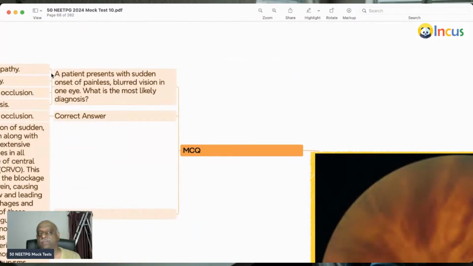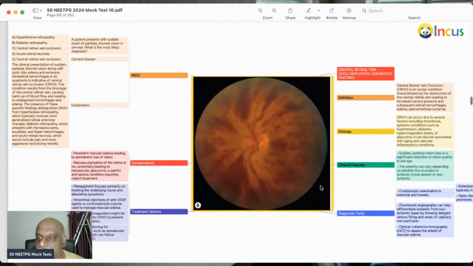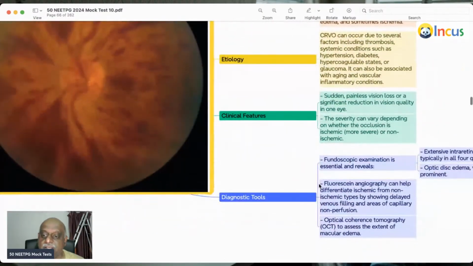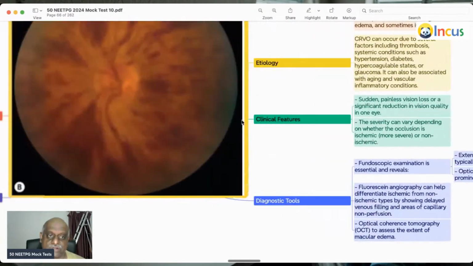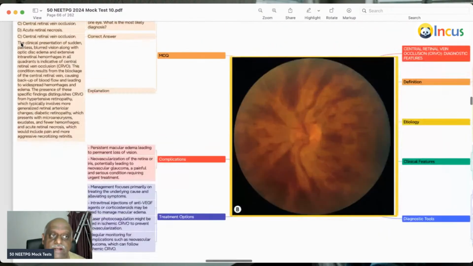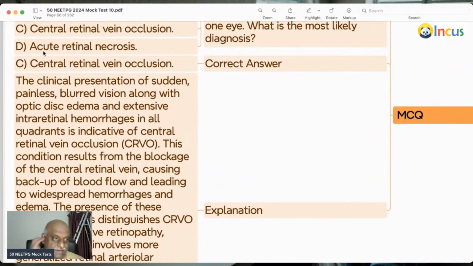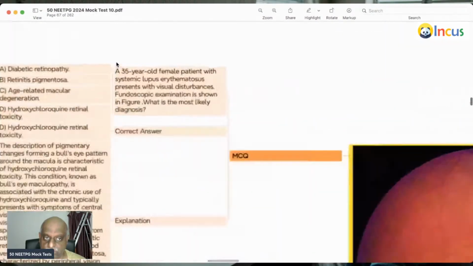Now, a patient presents with a sudden onset of painless blurred vision in one eye. Blurred vision in one eye. So what you are able to see here, doctor, typically extensive intraretinal hemorrhages, typically affecting all four quadrants, is very classical of central retinal vein occlusion, which presents with sudden painless blurred vision along with optic disc edema. Extensive intraretinal hemorrhages in all the quadrants is what you need to remember. So CRAO, CRVO is a favorite question of the examiner, doctor. You need to be very sure.